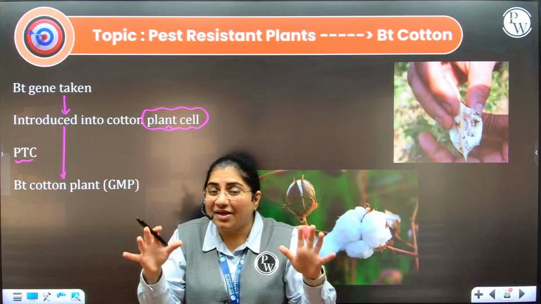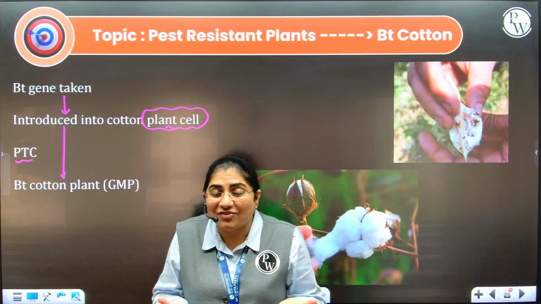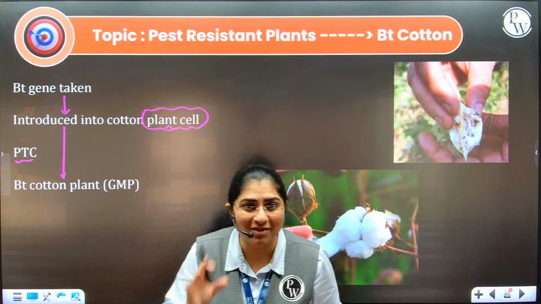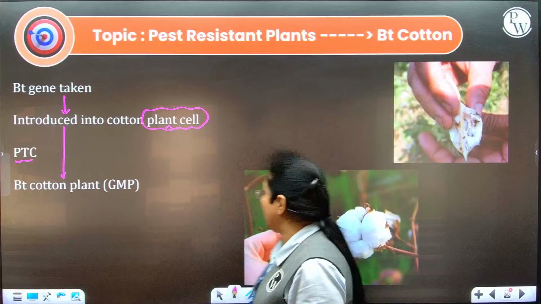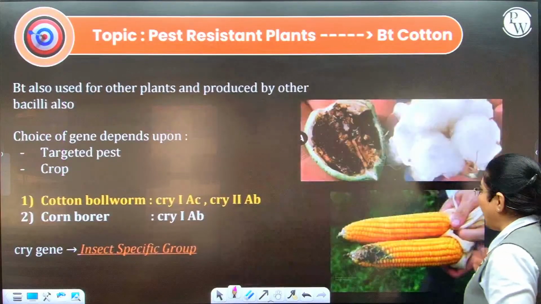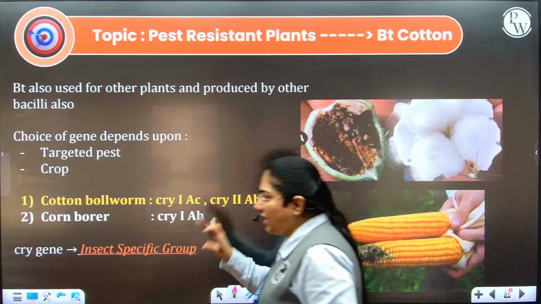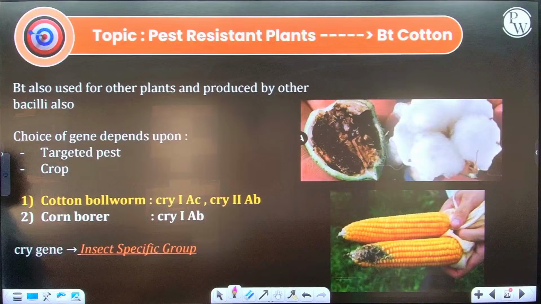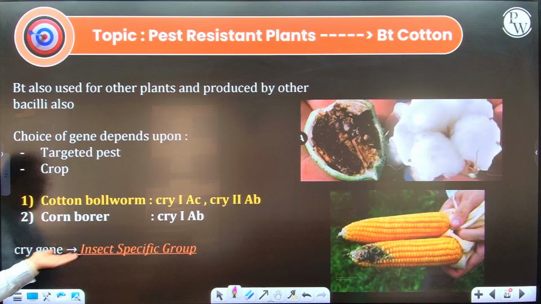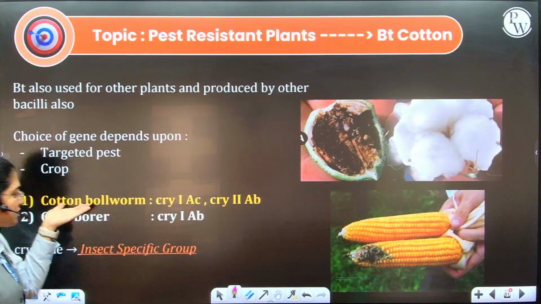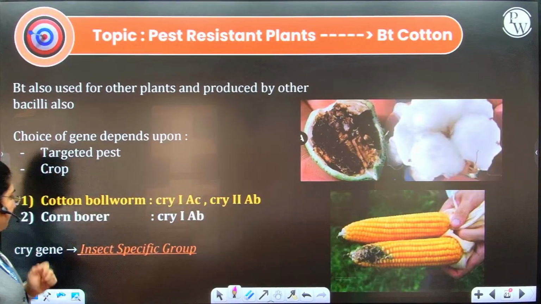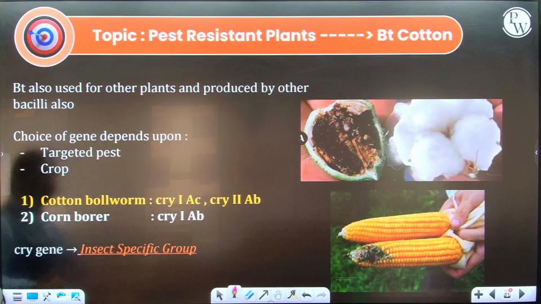Thereby the entire plant was itself converted into a pest resistant or a pesticidal plant. Isn't this amazing? And thereby we could prevent the entire plant from being damaged. However, these genes which are there are insect specific. How are these genes insect specific? There are certain genes for certain insects. Like for cotton bollworm, we have cry1AC, cry2AB, and for corn borer, we have cry1AB.